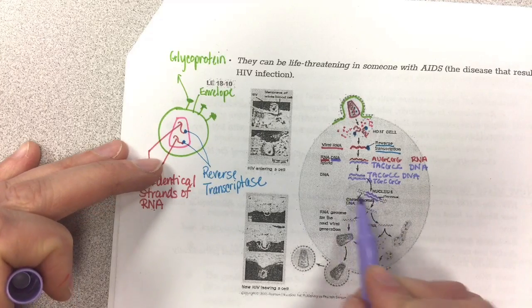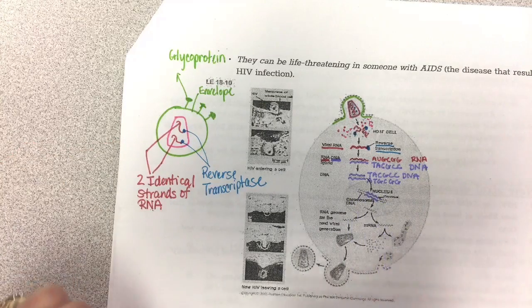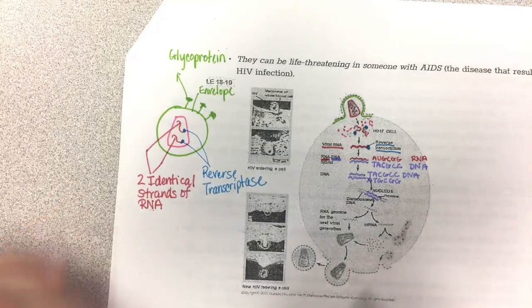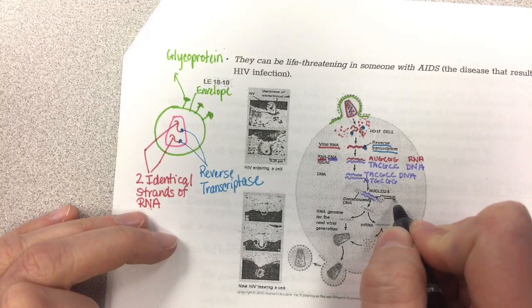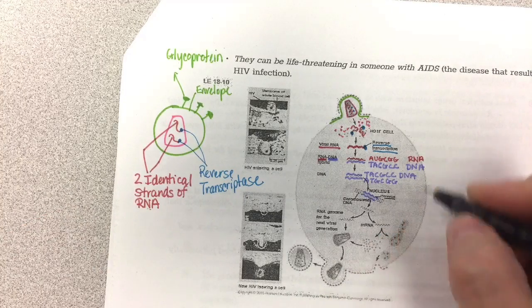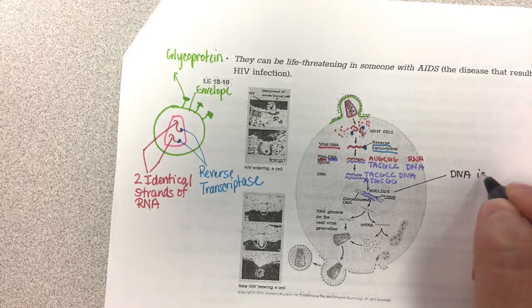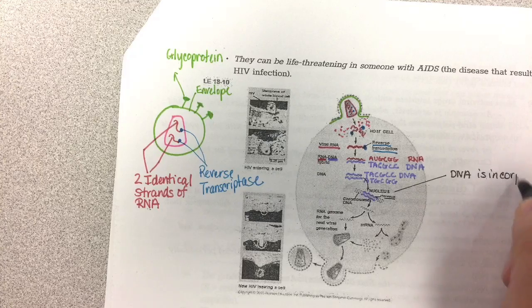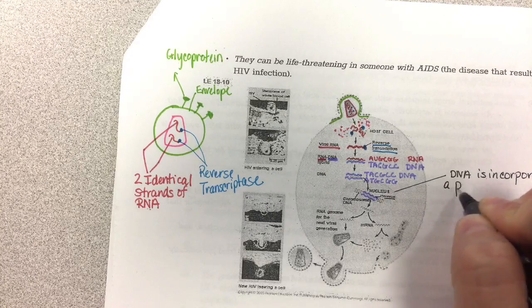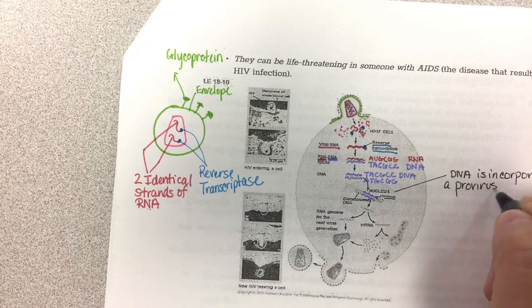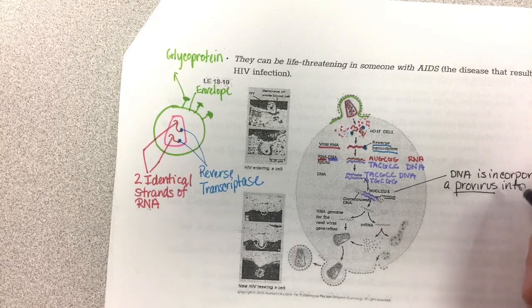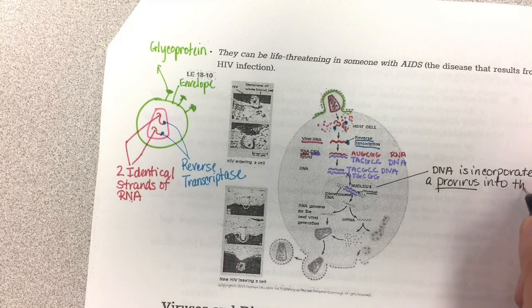So it's part of our DNA now in one of our chromosomes. Let's write that here, along the side. Let me get just a black pen here. It's called a provirus. So what's going on is the DNA is incorporated as a provirus into the cell's DNA.